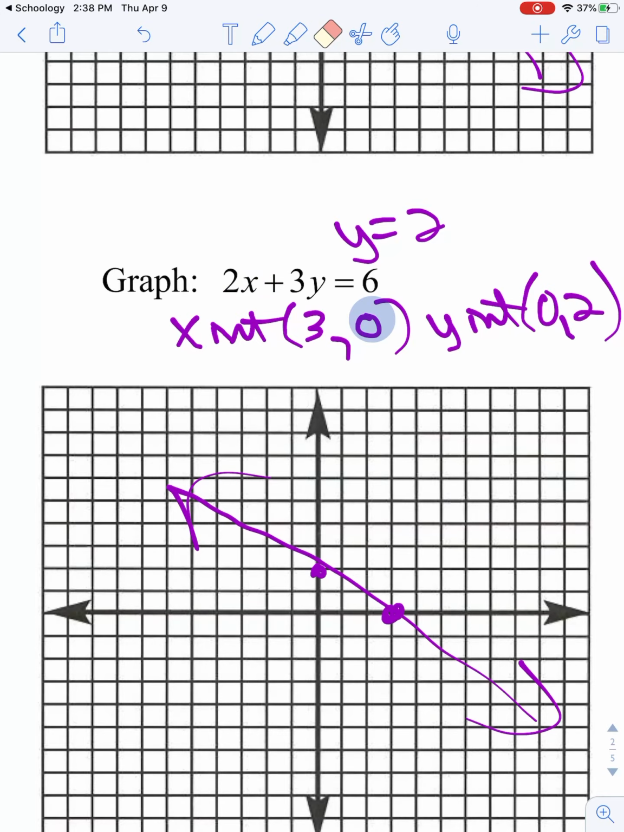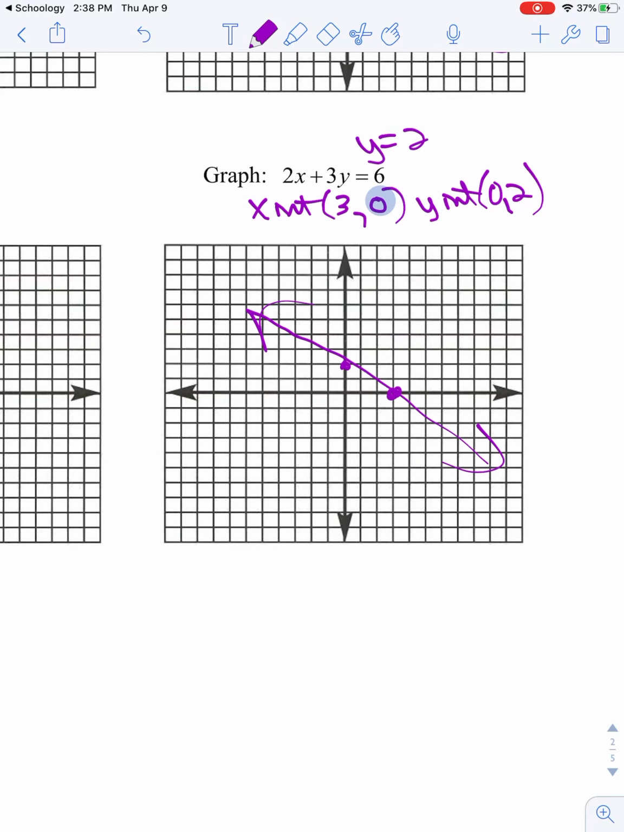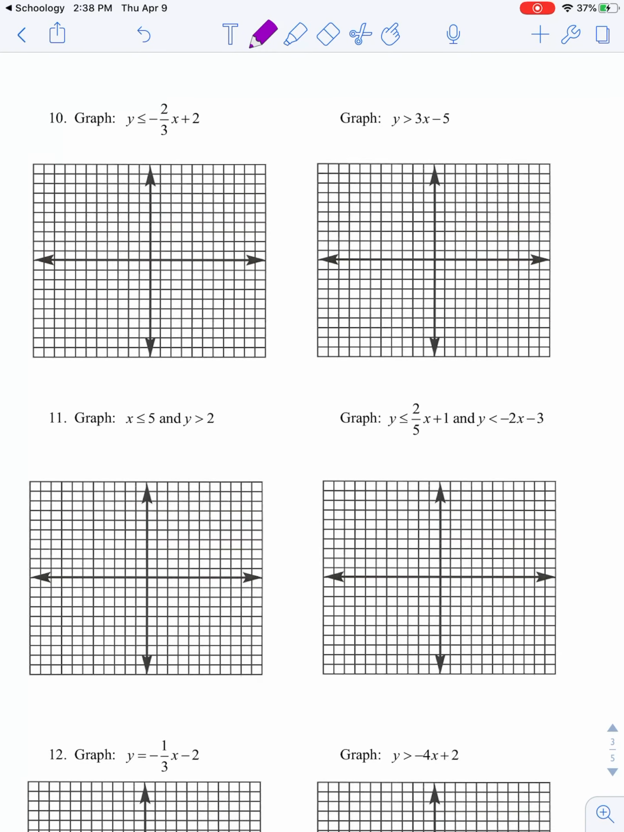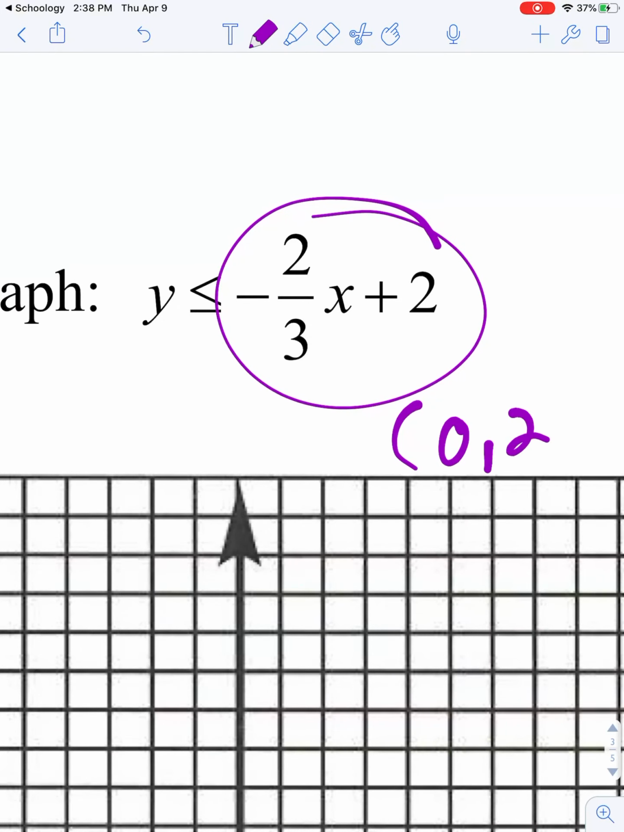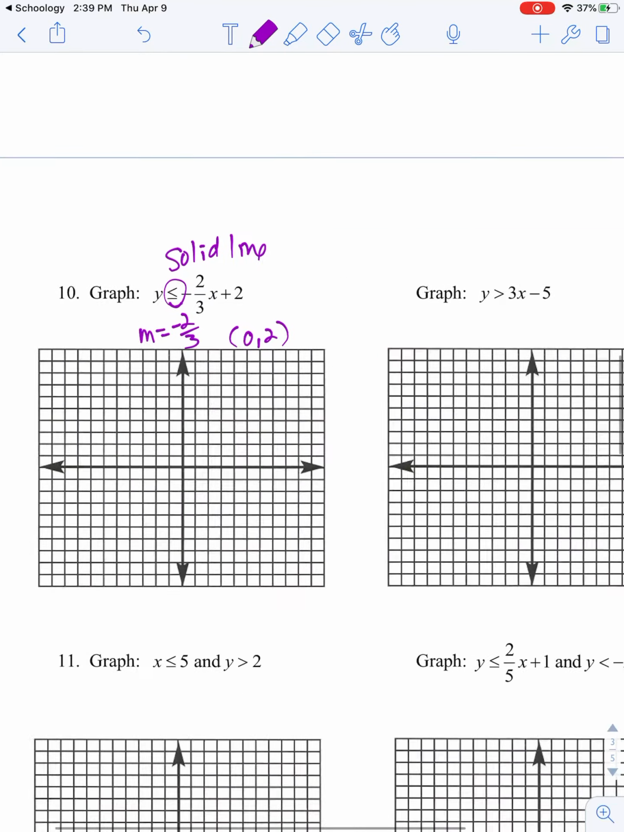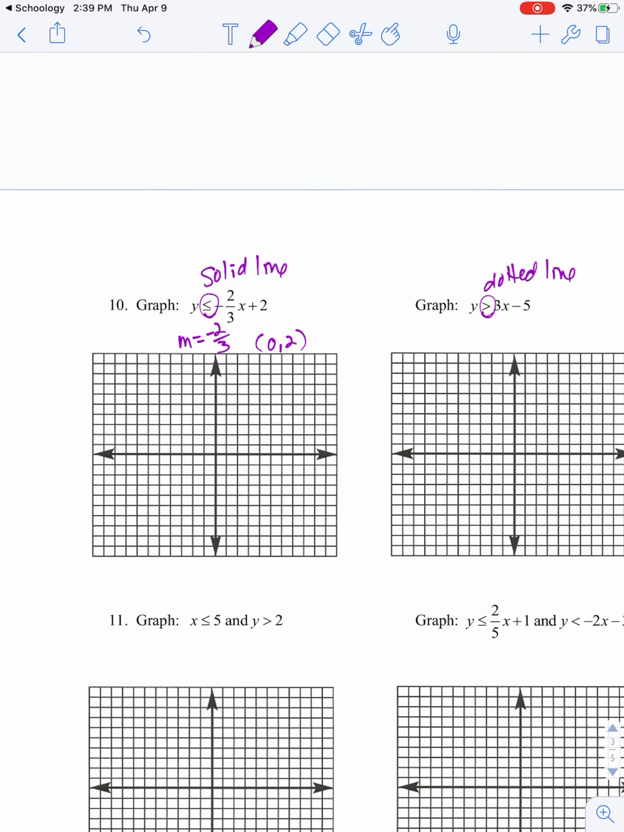If you want, you can come up here and you can solve for y, but in my opinion, when it's set up like that in standard form, your best bet is just to do your x and y intercepts, and it's a lot quicker. So down here is the same idea again, but you just have to be careful with solid and dotted lines. You're going to graph this just like you did before. Your y-intercept is 0, 2. Your slope is -2/3. This means it's going to be a solid line when you draw on the line. When you draw on this line, you're going to have a dotted line. And then you can't forget about the shading.